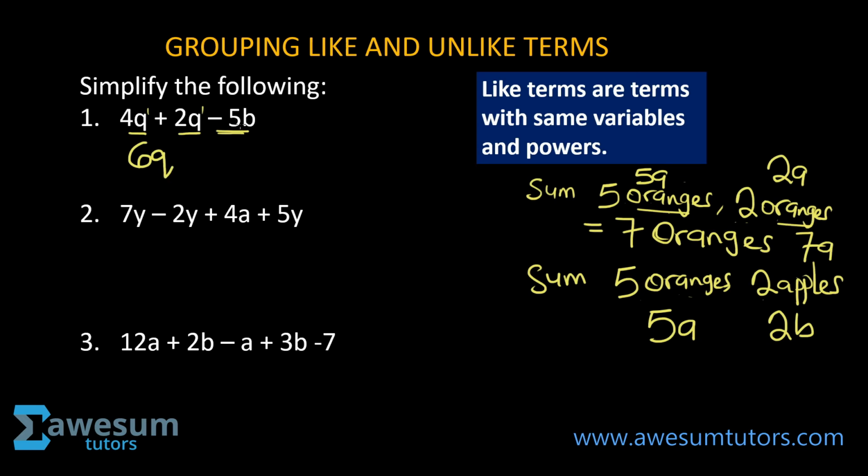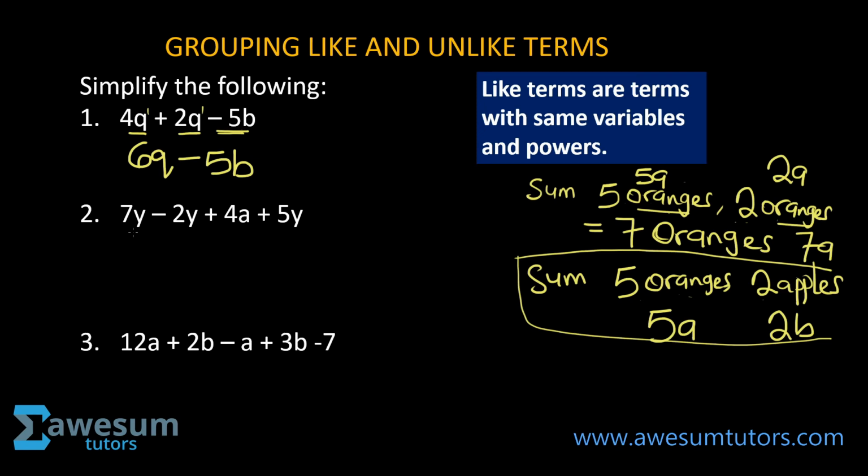Then what do you bring down right here? This is then minus 5b. So 6q minus 5b is going to be our final answer because you cannot add or subtract unlike terms, which was what we also established right here. 5 oranges and 2 apples. You cannot sum them up, neither can you subtract them from each other.